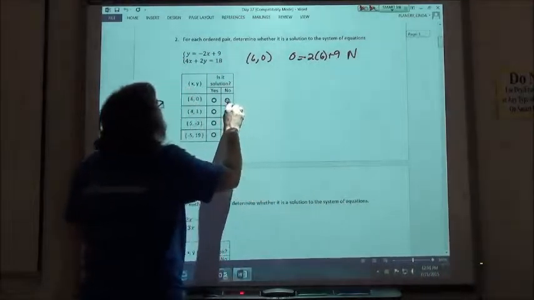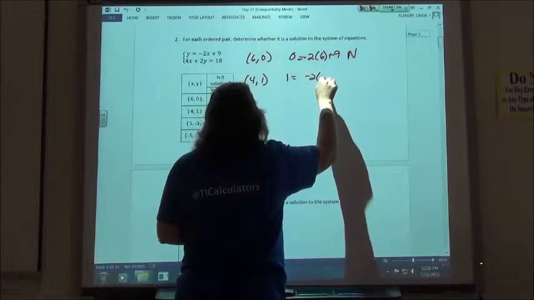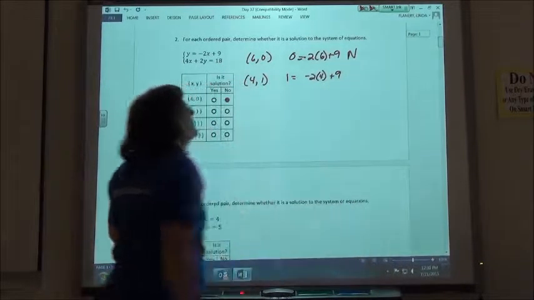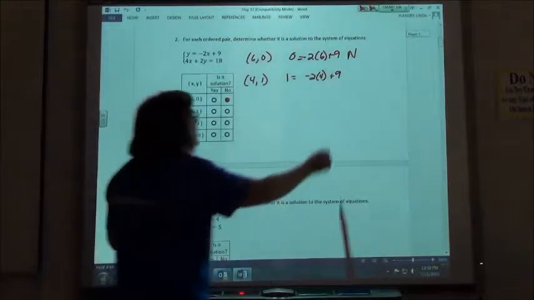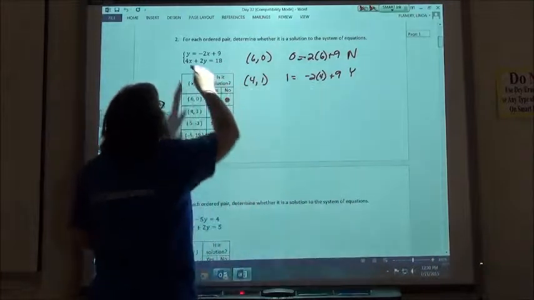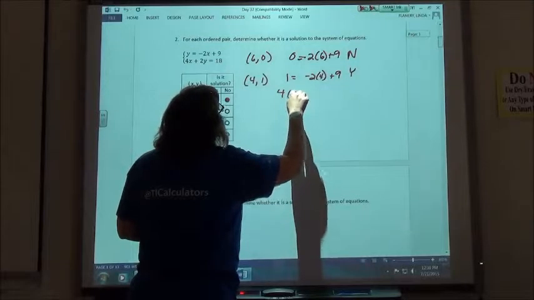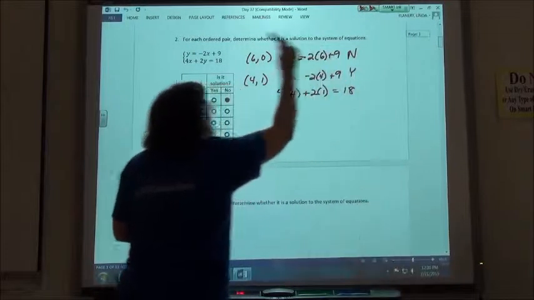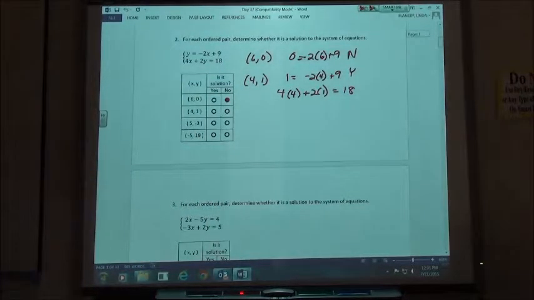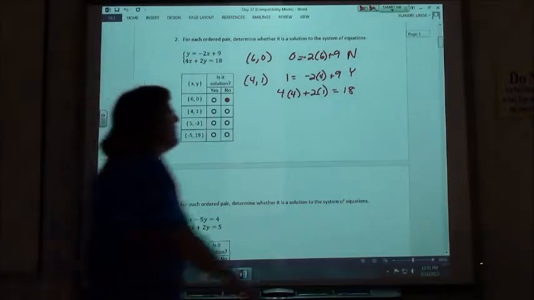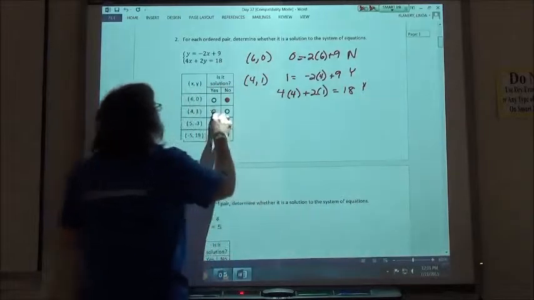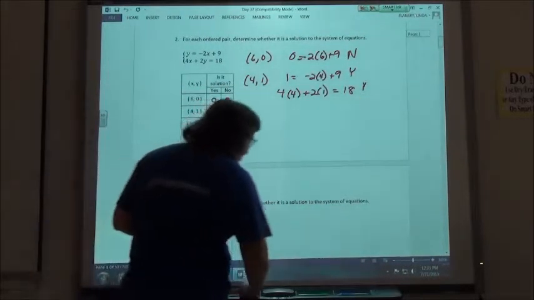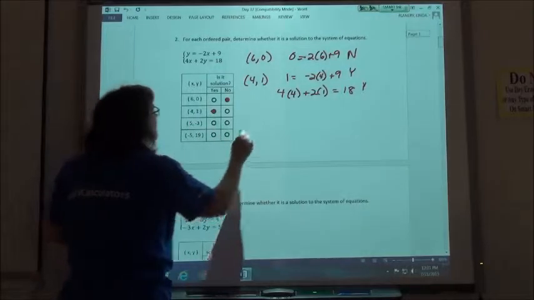We can mark no. And we're going to check 4, 1. So y is 1. Does 1 equal negative 2 times 4 plus 9? Yep, that's a yes. So since that's a yes, we better check the next one. 4 times x is 4 plus 2 times y is 1. Do we get 18? Yep. So we got a yes and a yes. We can mark yes. We should switch colors, they're blending into each other.